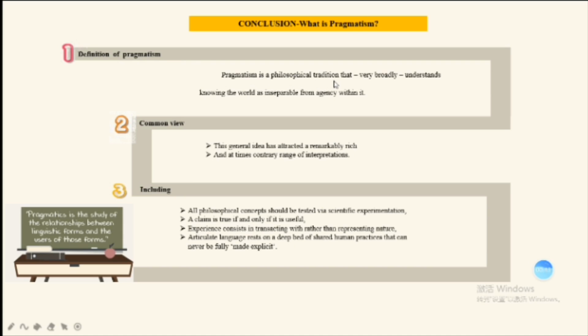Pragmatism is a philosophical tradition that very broadly understands knowing the world as an active process. This general idea has attained a rich and continuous range of interpretations, including that all philosophical content should be best and a claim is true if and only if it is useful. Acting on the deep bed of shared human practice that can never be fully explained.